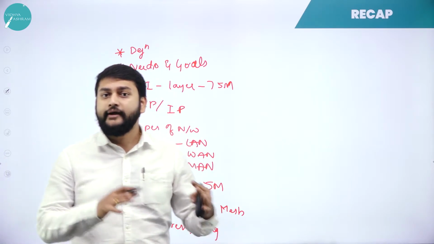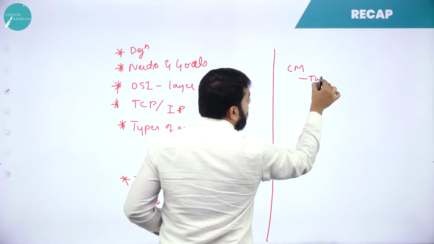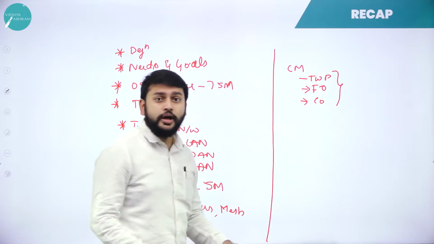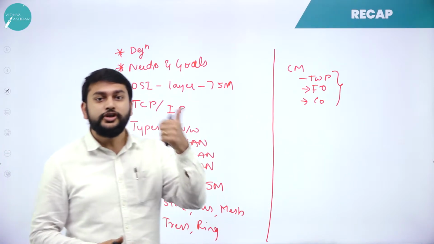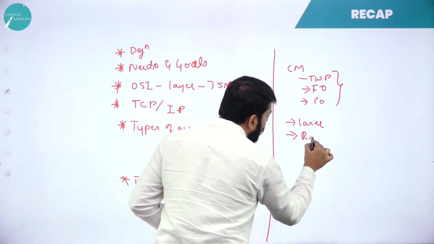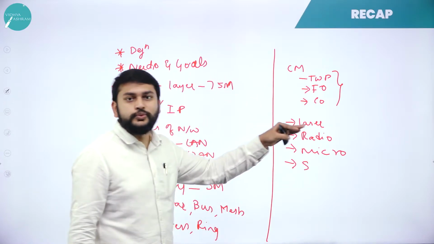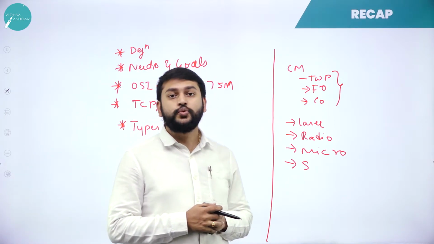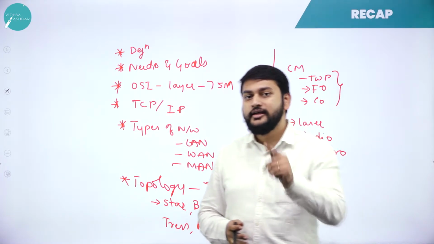After this we discussed some more topics related to communication media. We have twisted pair, fiber optics, and coaxial cable. All these come under the concept of guided media. After this, what did we discuss? We have unguided media. When it comes to unguided, we have laser, radio waves, microwaves, and satellite. All these things we have discussed in unguided media. So this is what you need to remember when it comes to the recap. A quick recap of what we have done in the previous sessions.